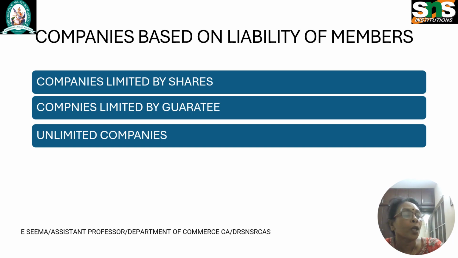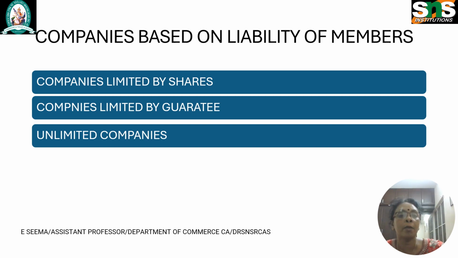Limited liability companies does not mean that the liability of the company towards third parties is limited. Third parties can enforce their claims against the company. It is the liability of the members that is limited to the extent of the unpaid amount due on their shares.